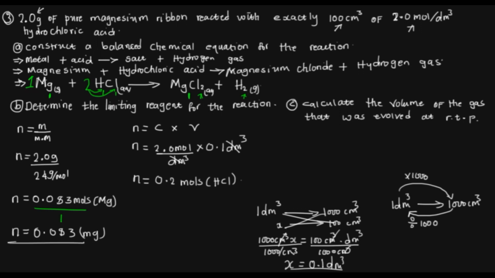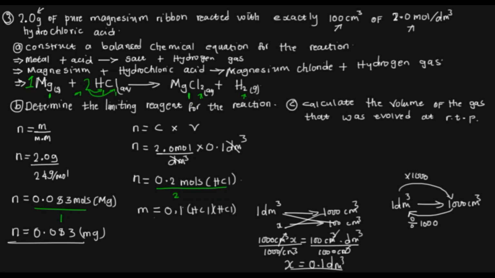Now let's also divide by its molar ratio for hydrochloric acid. So the molar ratio here is 2. So we are going to divide everything by 2. So 0.2 divided by 2, we get 0.1. Now after you are done dividing, let's look at which one is a limiting reactant.